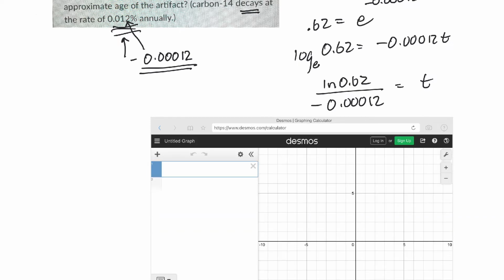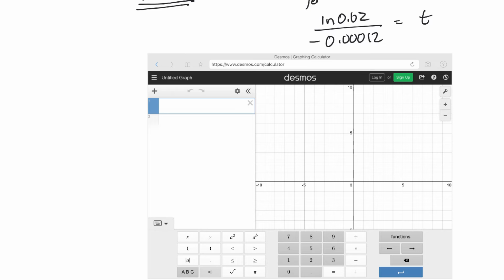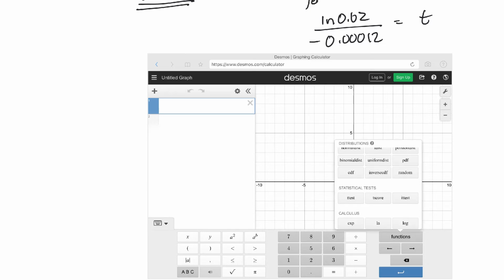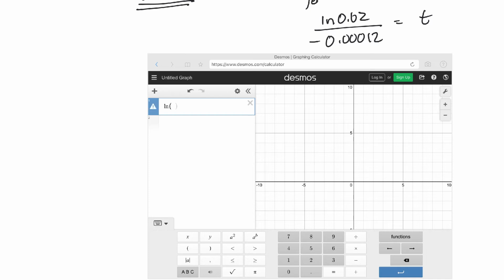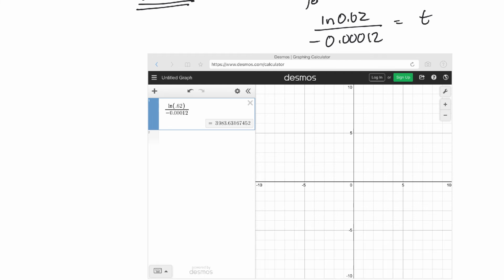All right, let's pull out the calculator and see what it says. Ln of 0.62, bracket, divided by negative 0.00012. There we go. So the time is equal to 3,984 years old.